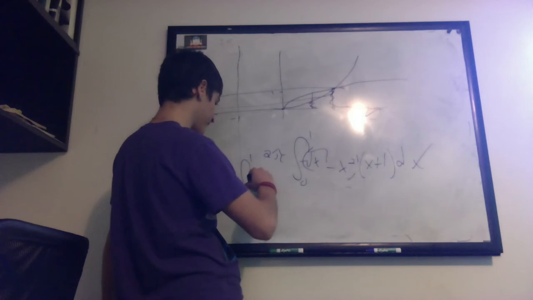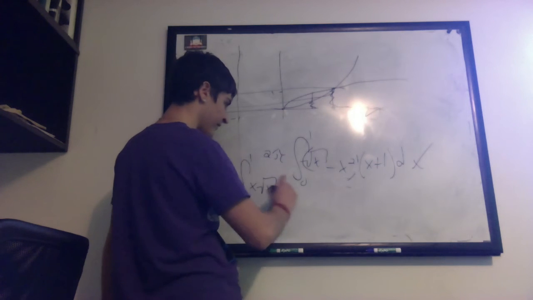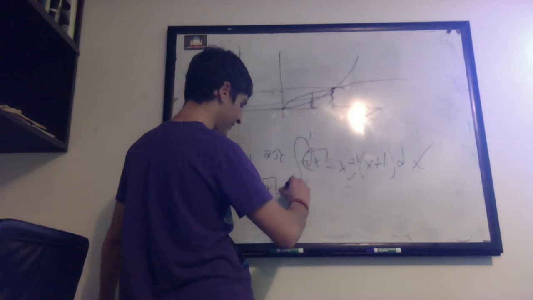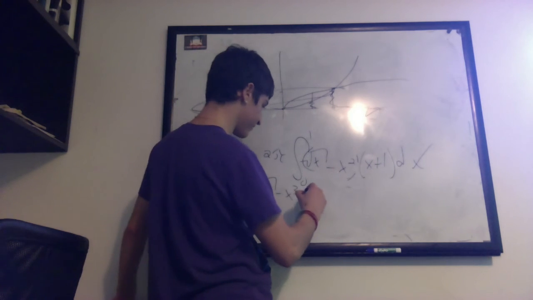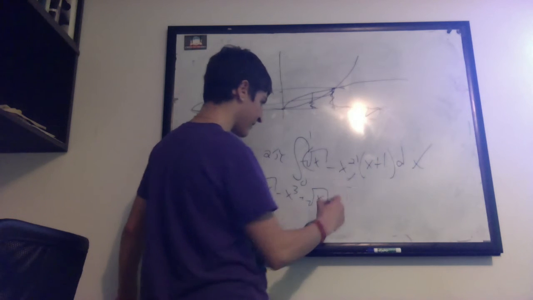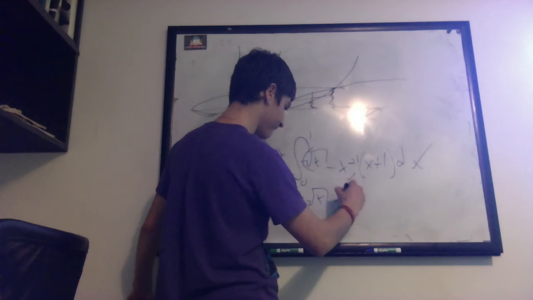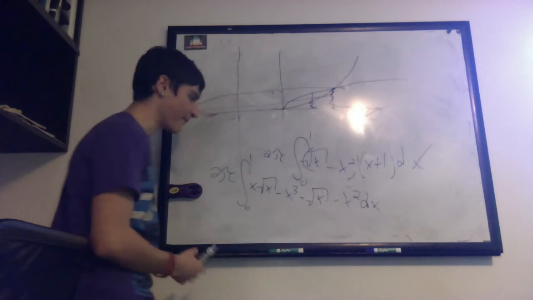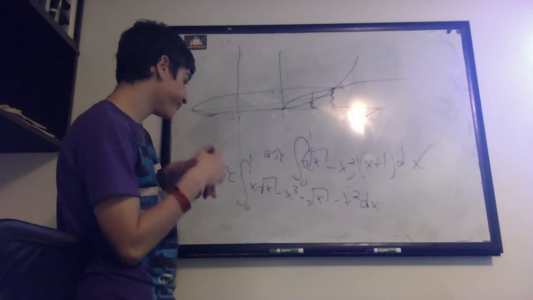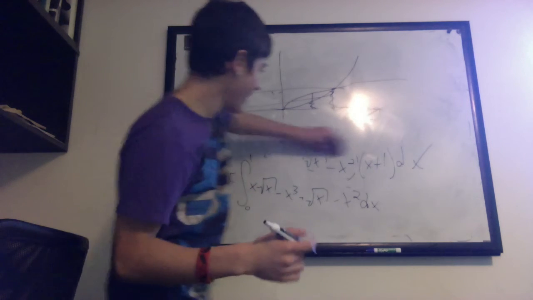So we have that guy times that guy is x times the square root of x. Now that guy times that guy, that's minus x to the third. That guy times that guy is plus the square root of x. That guy times that guy, so that's minus x squared. Okay, now it's dx. Now let me erase this, it's getting in the way. And now that we have the formula, we don't need the picture anymore.